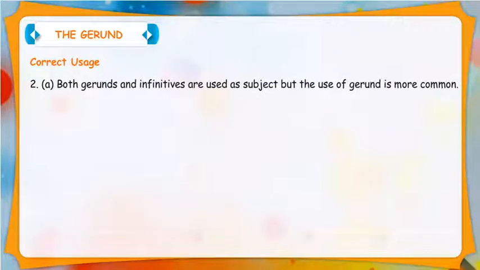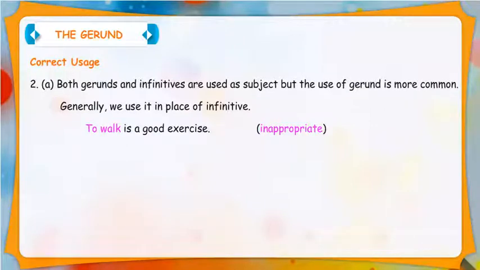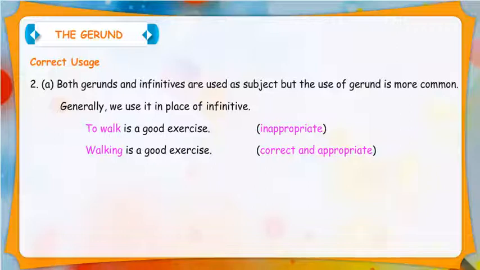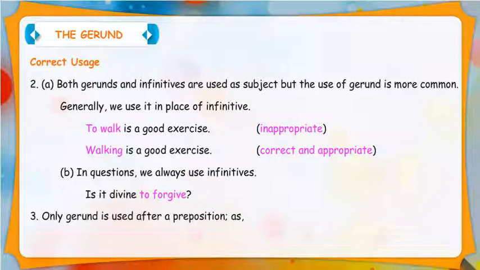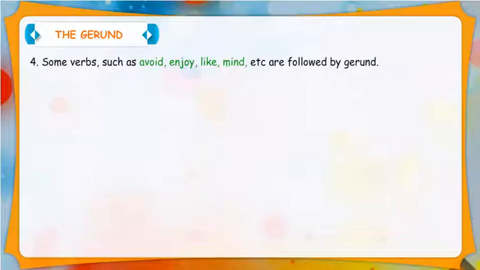Both gerunds and infinitives are used as subject, but the use of gerund is more common. Generally, we use it in place of infinitive. To walk is a good exercise. Inappropriate. Walking is a good exercise. Correct and appropriate. In questions, we always use infinitives. Is it divine to forgive? Only gerund is used after a preposition, as I am tired of waiting.